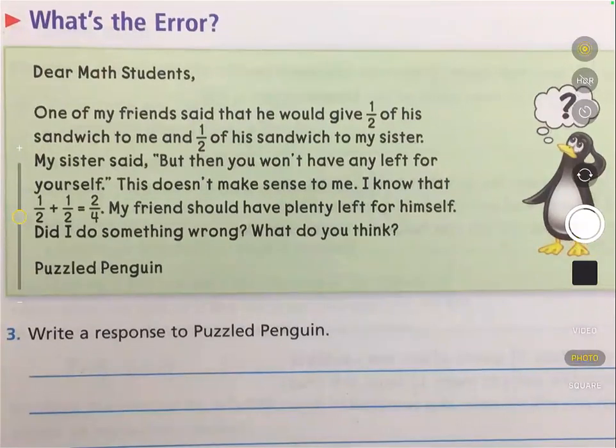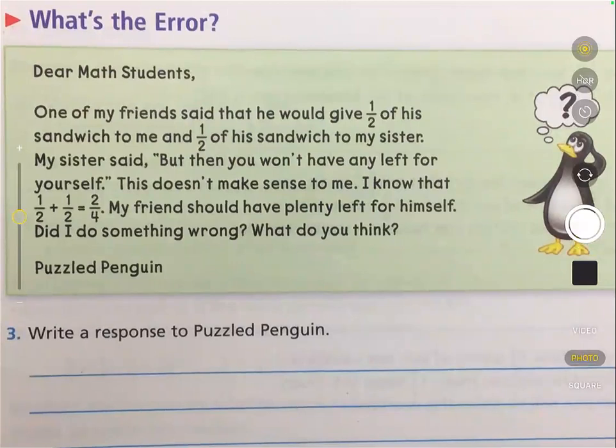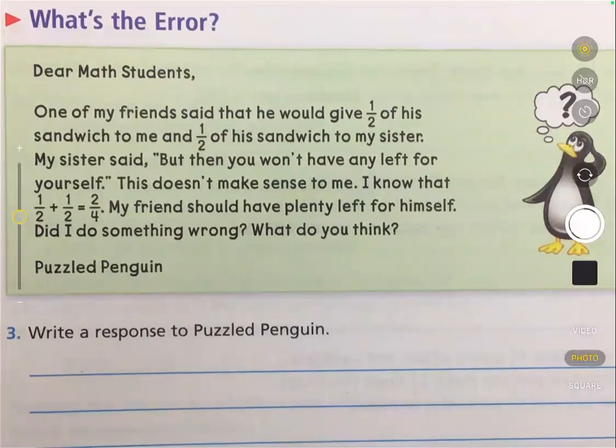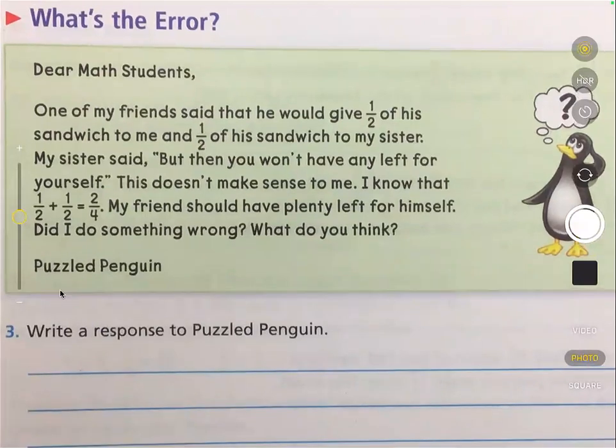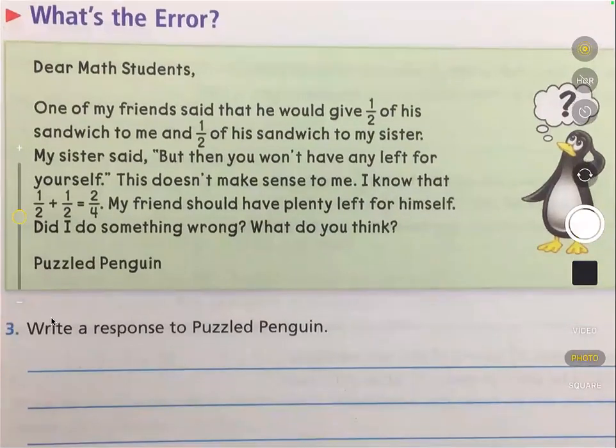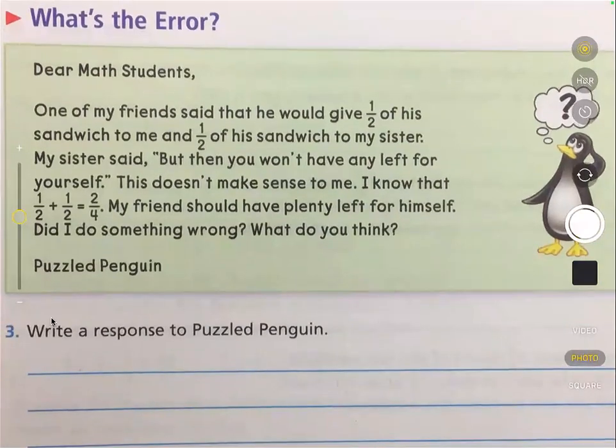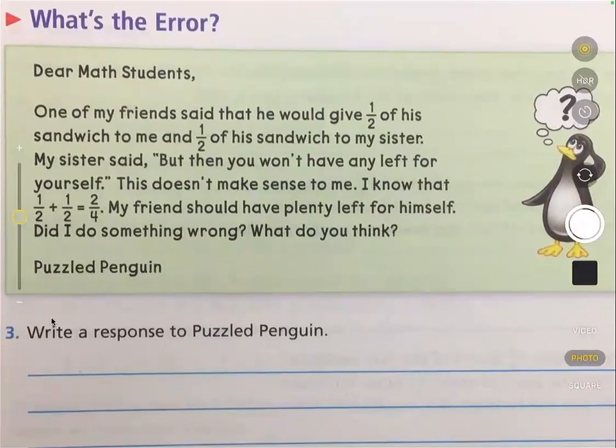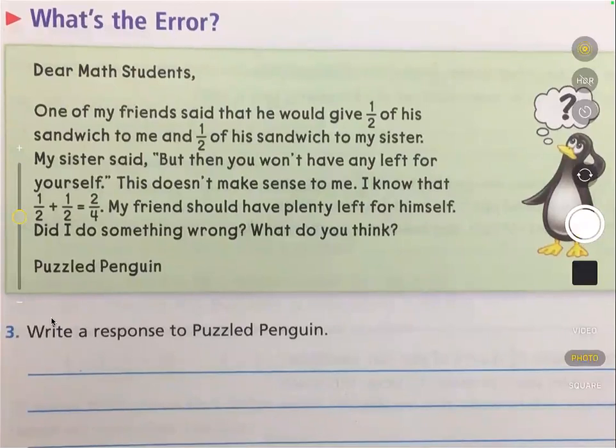What do you think? All right, in the chat, what did Puzzled Penguin do wrong? Send it to me in the chat. You don't need to write anything down, just really brief, a couple words. What did he do wrong? He's supposed to add, so just saying he added isn't the complete answer. And tell me, what did he do that added wrong? What part of his adding was wrong?